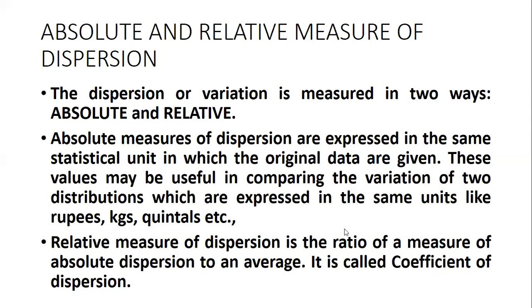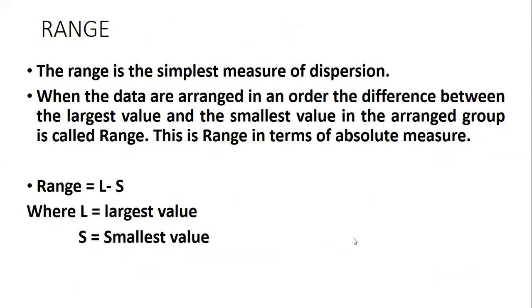Okay, so let's go to range once again. In range, I already told you, it is the very, very simplest form of measure of dispersion. In the simplest form, what are we going to do? We are going to find the difference between the largest value and the smallest value in the arranged group. This is the range in terms of absolute measure.